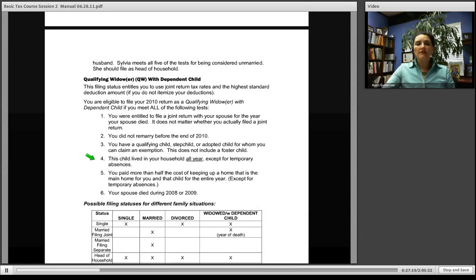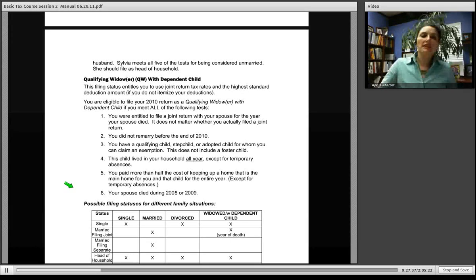This child lived with you in your household all year except for temporary absences. And you paid more than half the cost of keeping up a home that is the main home for you and that child for the entire year except for temporary absences. And finally, your spouse must have died in either 2008 or 2009.